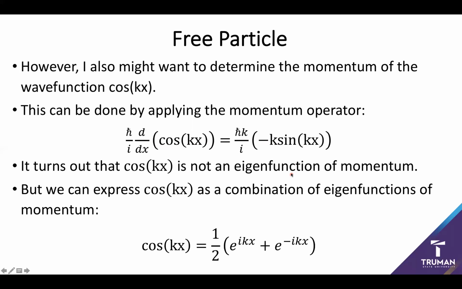One way we can deal with this is by realizing that cosine kx can be expressed as a combination of two functions that are eigenfunctions of momentum, and those are exponentials of imaginary numbers.